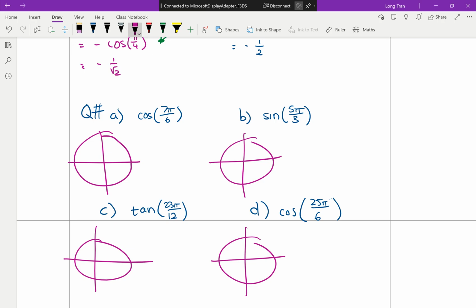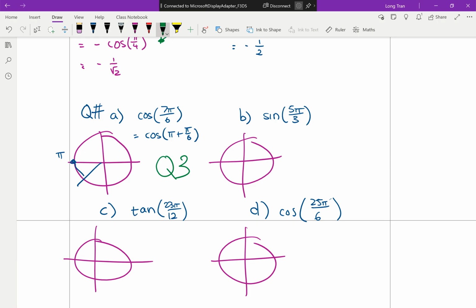We've got 7 over 6. That is the same thing as writing 1 pi. Hopefully you were able to figure out that's the same thing as writing 6 over 6 plus an extra 1. So 1 pi is over here. This is where pi is. Adding pi on 6, you know you have to be in quadrant 3. The answer for the first one: quadrant 3.